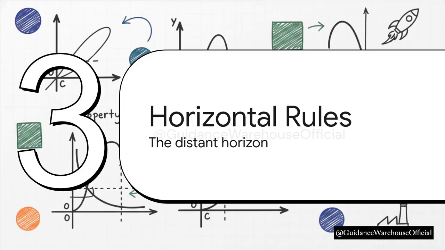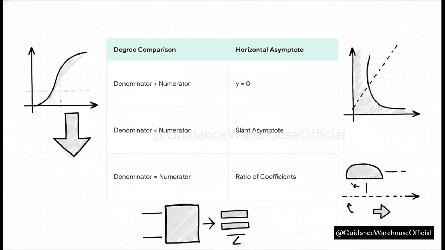To answer that last question, we have to look for horizontal asymptotes. While vertical asymptotes are walls you hit along the way, a horizontal asymptote is the distant horizon your graph levels off toward as x goes all the way out to infinity. There are 3 absolute rules to find this distant horizon, and it's basically a power struggle between the top and the bottom of the fraction. You just compare the highest exponent, or the degree, of the numerator to the denominator. Case 1.